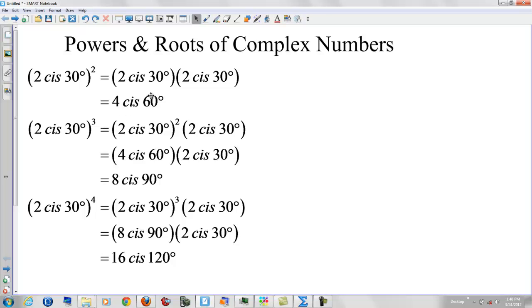And if you look at the angles, here we had 30 plus 30, so this is two 30-degree angles. And here we had 60 plus 30, well this is two 30s, and that's one 30, so 90 gets us three 30-degree angles. Then we had 90 plus 30, we had three 30-degree angles here in the 8 cis 90, and we had one 30-degree angle there. So that's four 30-degree angles there. And if we look at the power, again, 4 times 30 degrees is 120, 3 times 30 degrees is 90, and 2 times 30 degrees is 60.